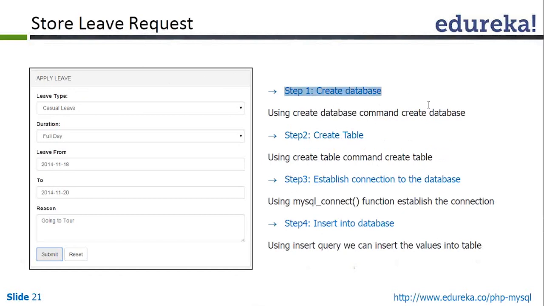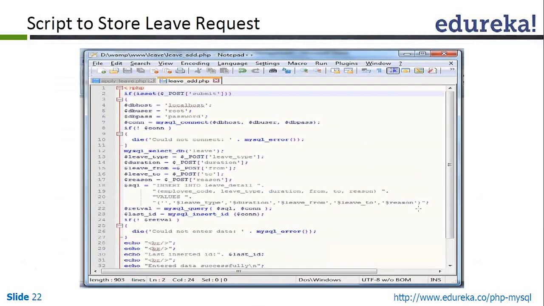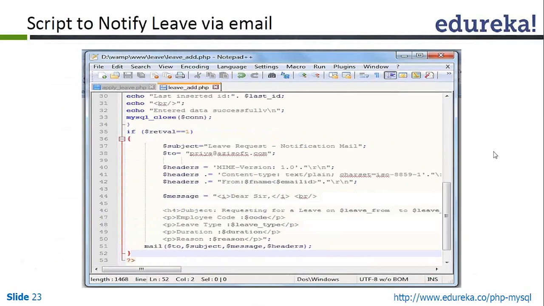To store the leave request, we need a table in the database, establish a connection to the database, and insert it into the database. These are the scripts we have already seen, for storing and sending the mails out.